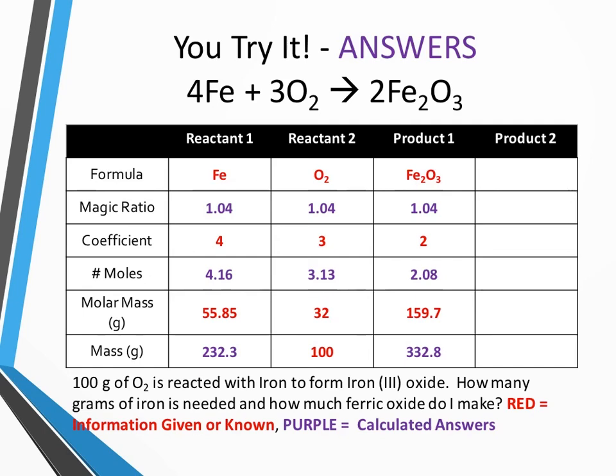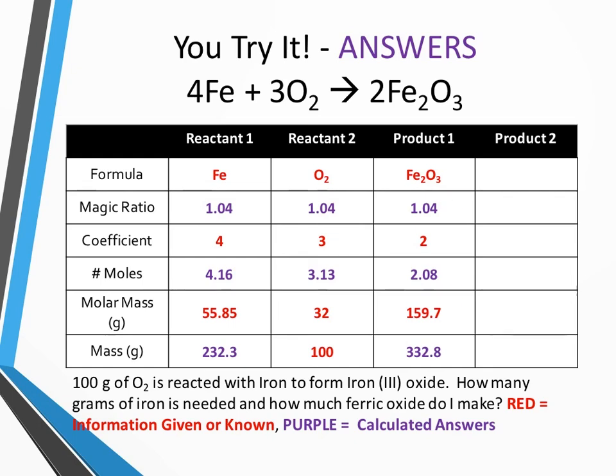So here are the answers. You should have gotten this. Again, real quick, you start out with 100 grams of oxygen. You divide by 32. Remember, oxygen is O2, not 16. That gives you 3.13. Divide that by the molar coefficient, and that gives you 1.04. There's a little bit of rounding here. So 3.13 divided by 3 is around 1.04. That's the same. 1.04 is the same for everything. Once you get that, you're going to multiply down.